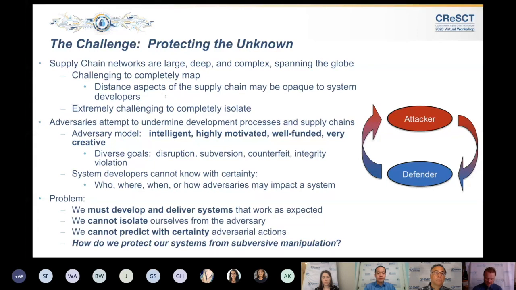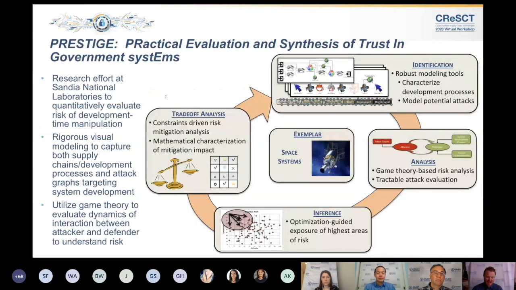Attackers and defenders are at each other's throats all the time. I don't have answers to that. One research area that I'll just speak to, to make you aware of what's going on: I've been leading this effort called PRESTIGE, Practical Evaluation and Synthesis of Trust in Government Systems, that's focusing on rigorous modeling of the knowledge that we do have about a supply chain or a development process. And then we apply rigorous game theoretic analysis to evaluate the interactivity between adversary and defender, in order to evaluate the risks posed by potential adversarial interactions and then make risk-informed trade-off decisions about the directions we should proceed in.